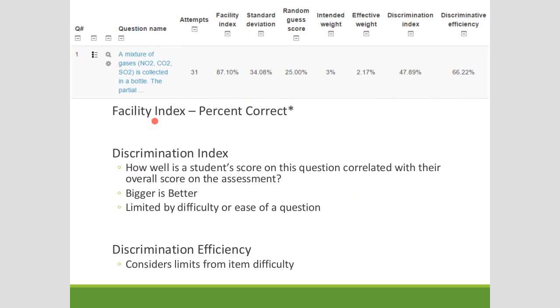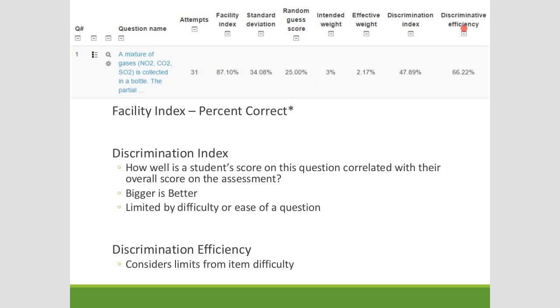The most important numbers are the two numbers at the very end, the discrimination index and the discrimination efficiency. And to a certain extent, these numbers are saying the same thing. This is now the same thing we were talking about earlier.